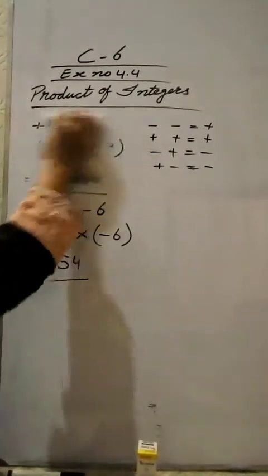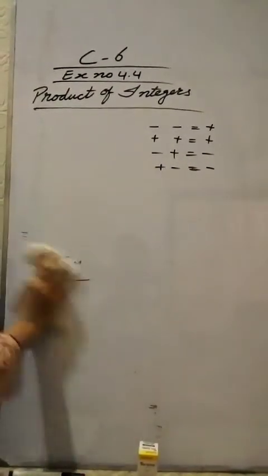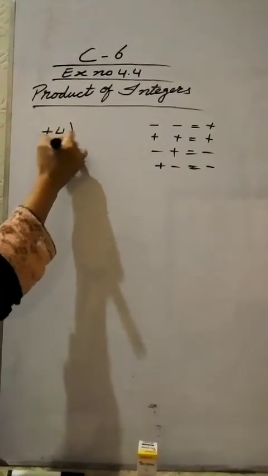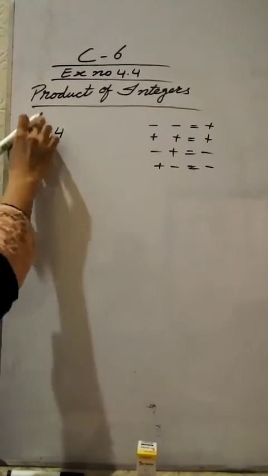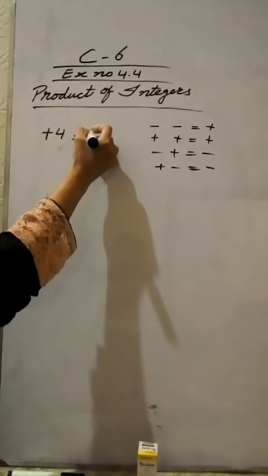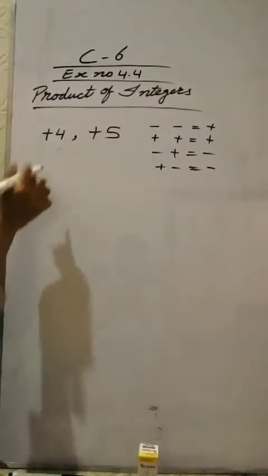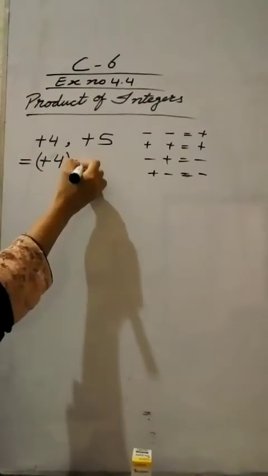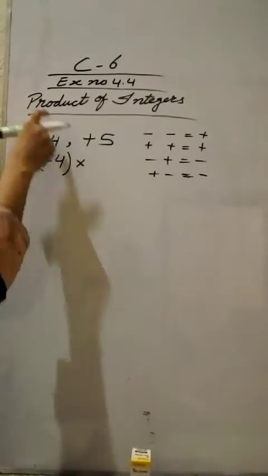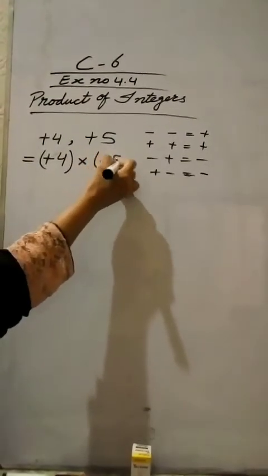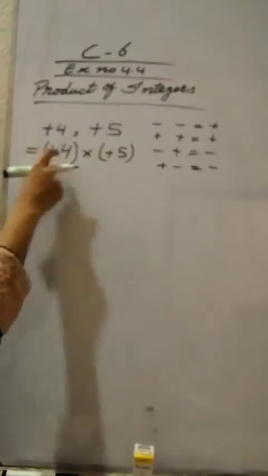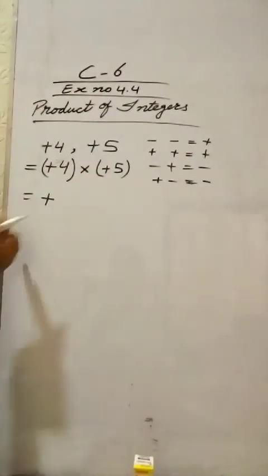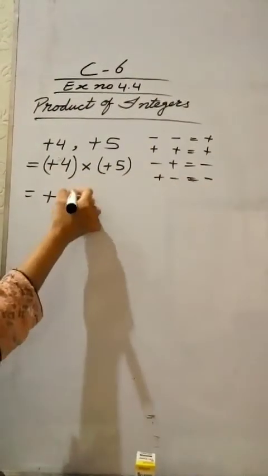Let's see another question. We have plus 4 comma plus 5. The first step is to put your values in brackets and with the sign of multiplication. Product means multiplication. Then the second step is to solve the sign. We need a single sign. Plus plus, what is the answer? Plus. The sign will change. Then 4 fives are 20.